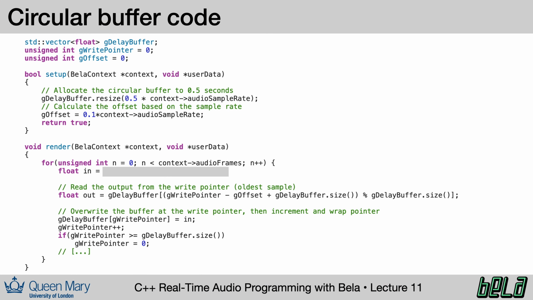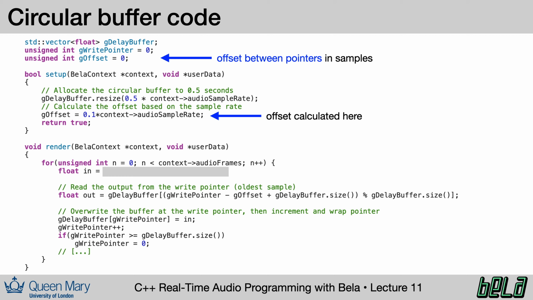Okay, so here's our result. As before, we have a circular buffer and a write pointer. I've also added at the beginning a variable to keep track of the offset in samples. This is really just for convenience, so we don't have to recalculate it every time. I'm calculating the value of gOffset inside of setup to be a tenth of a second.